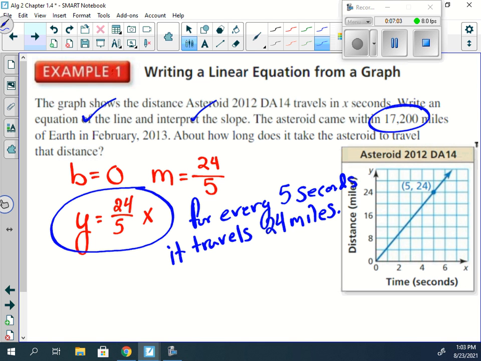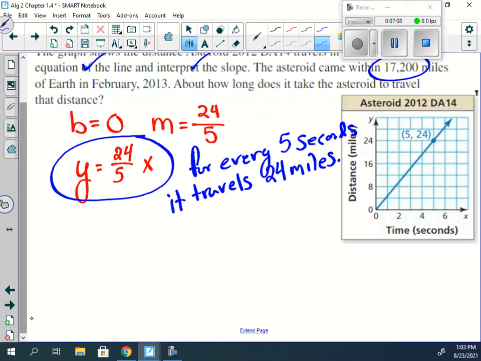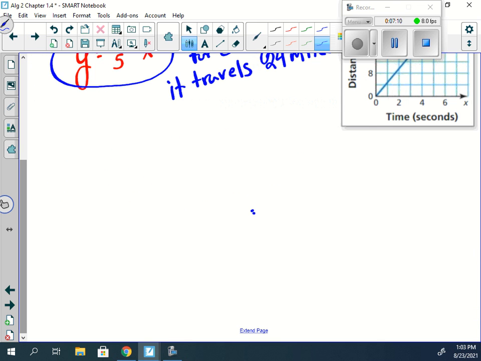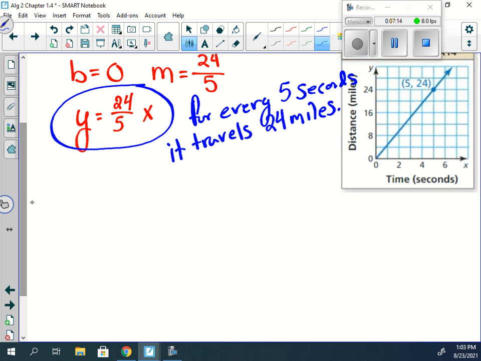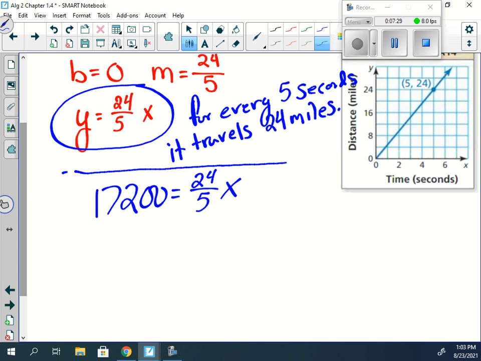So we're wanting to know how long it takes this asteroid to travel 17,200 miles. You just divide. Divided by what? So what variable represents distance? X or Y? So we can plug it in. So 17,200 would equal 24 over 5 x. Because the x represents time. So it'll tell us what it is.